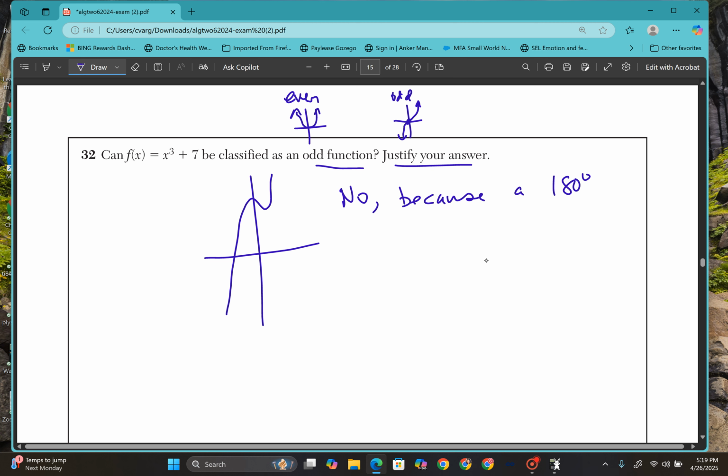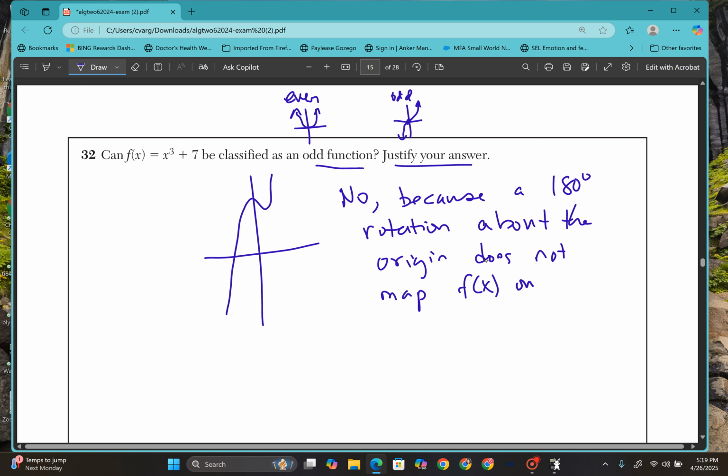A 180-degree rotation, right? If you flip it 180 degrees about the origin, it does not map f of x onto itself. It's not the same if you were to take it and rotate it 180 degrees. They would not look the same.